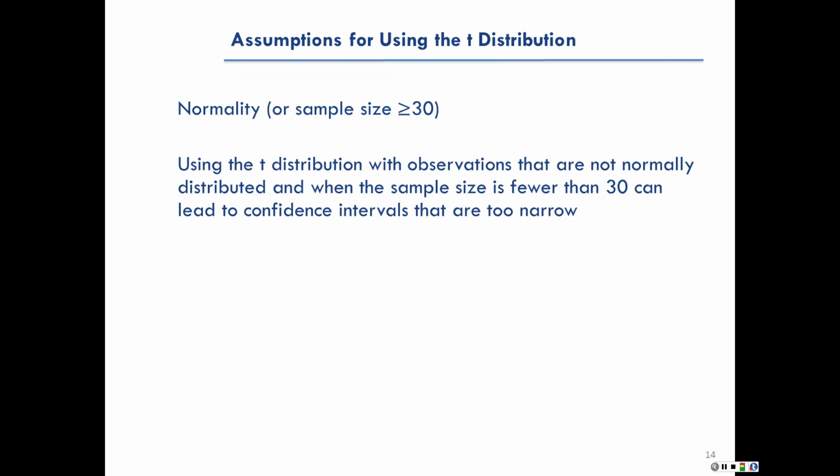Okay, so some assumptions for using the t-distribution. We're assuming normality in the population, that the population we're sampling from is normally distributed. Or under the central limit theorem, we can just assume that if our sample size is greater than or equal to 30. If we were to use the t-distribution with observations that are not normally distributed and/or when the sample size is lower than 30, this could lead to inappropriate confidence intervals that are narrower than what reality actually would be.